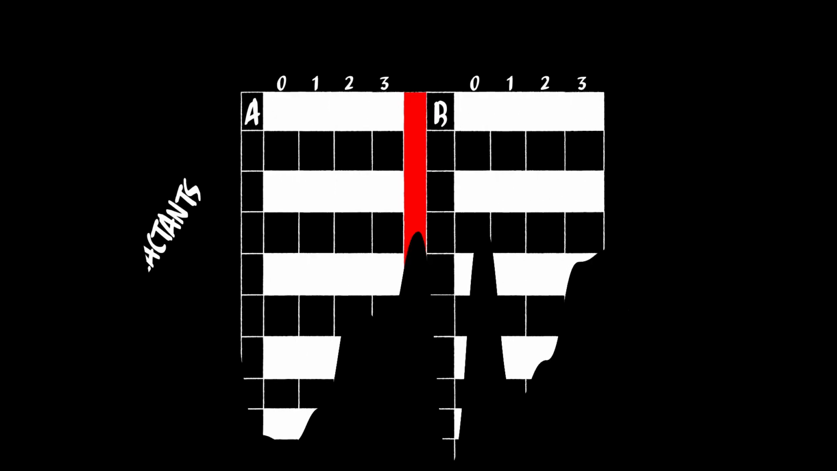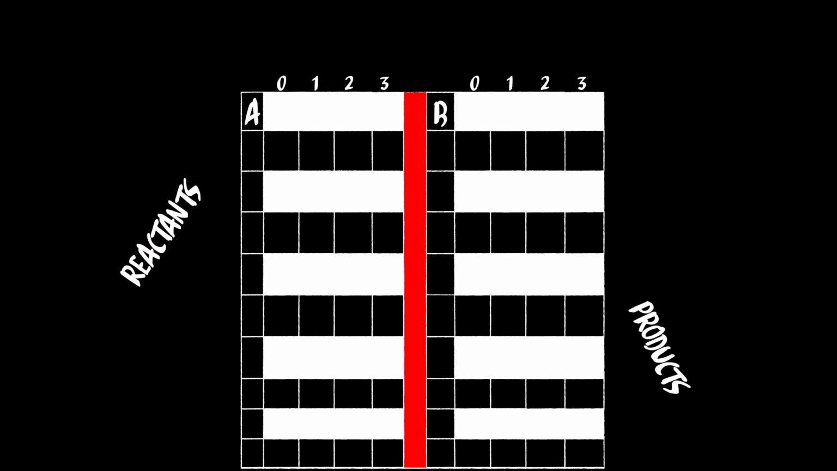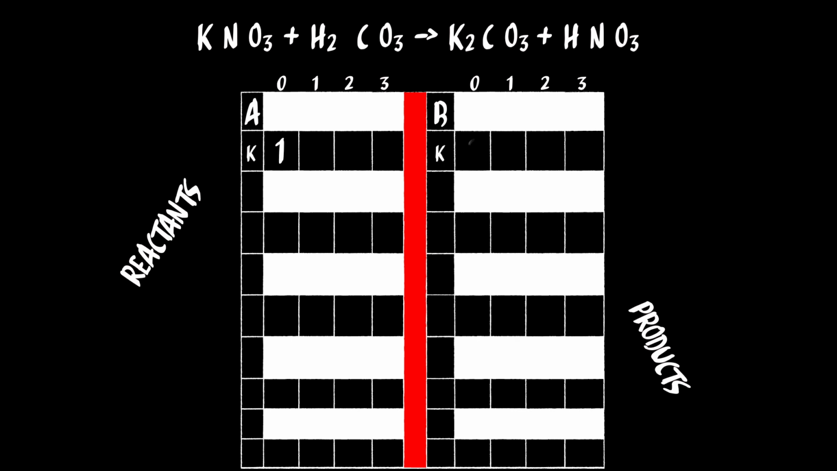Case 1 says you have the compound KNO3 plus H2CO3 yielding a product of K2CO3 plus HNO3. We want to balance out this equation. We see initially that what's balanced are the carbon and the oxygen, but the hydrogen and the potassium are not balanced. So we have to go about doing that.